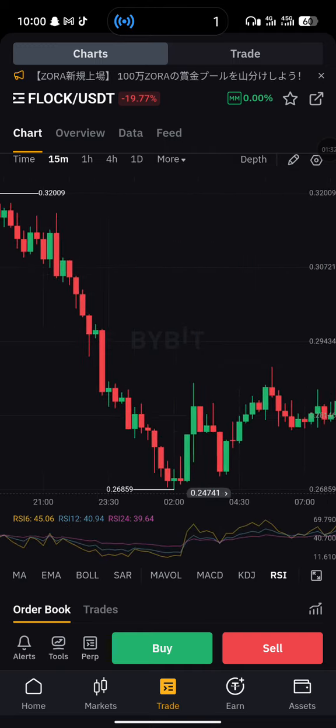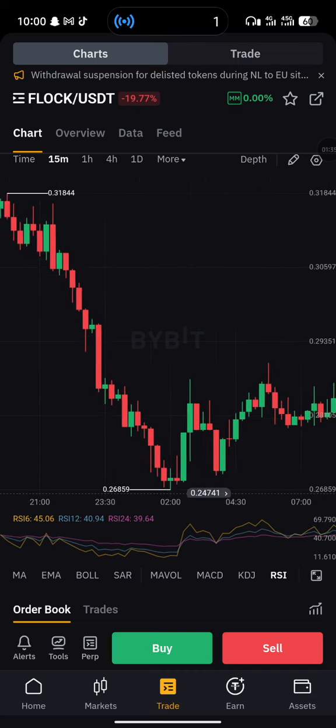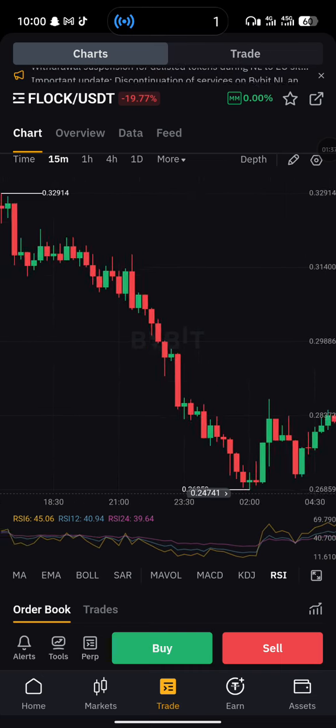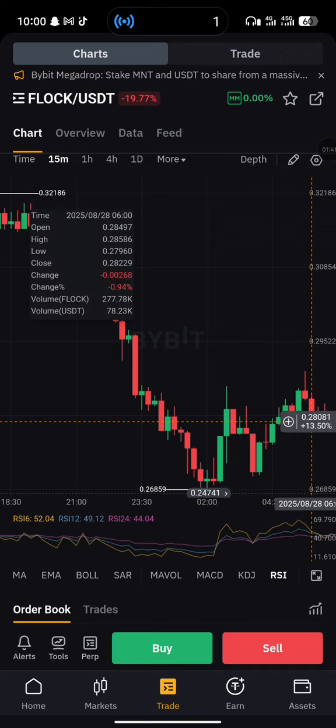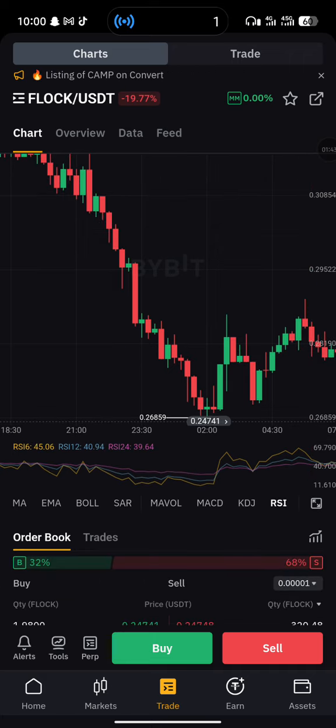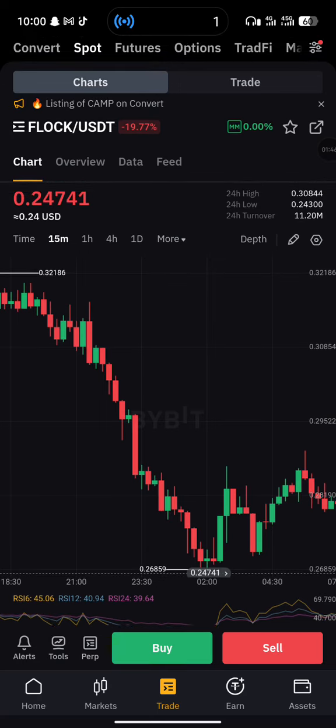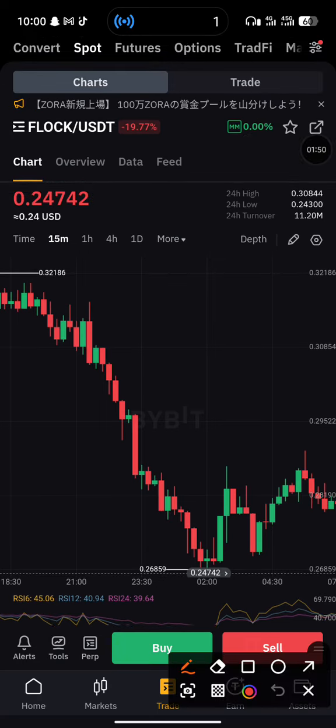Always look for a particular cryptocurrency coin that is full of ups and downs. You can see this one. Look for a particular cryptocurrency coin that is always going up and down.